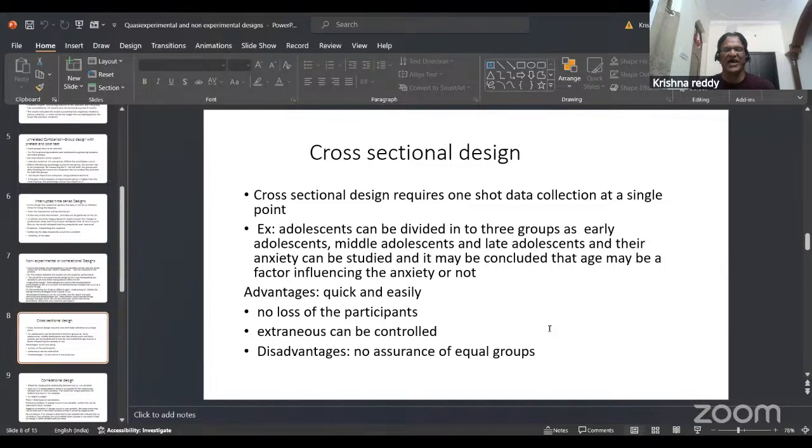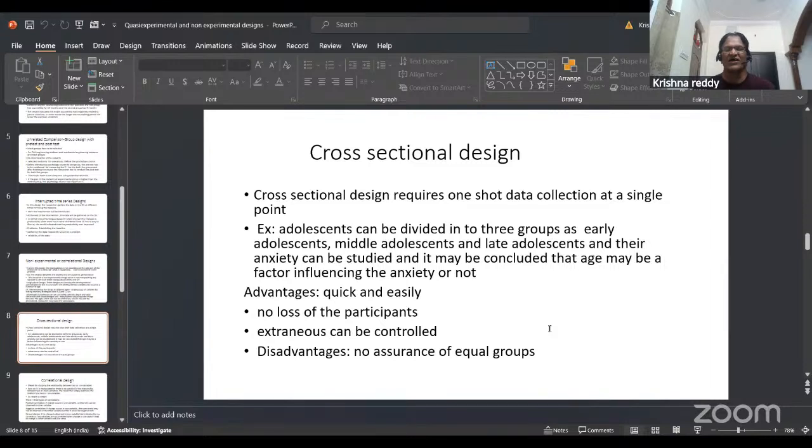Then try to understand their anxiety level. At the age of 14 years, what is their anxiety level? Then at the age of 16 years, what is their anxiety level? Then with regard to 18-year-old adolescents, what is their anxiety? So these are the three groups. At the age of 14, you can conduct a study. An anxiety test can be administered.